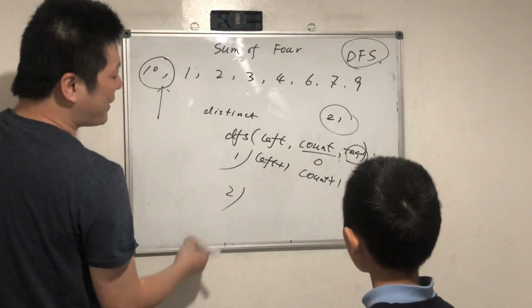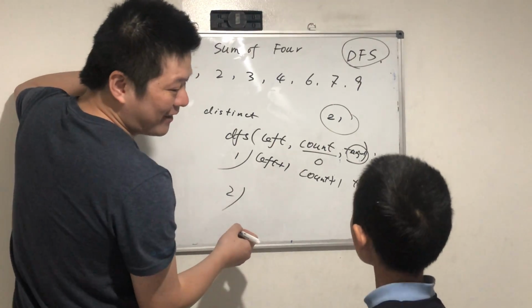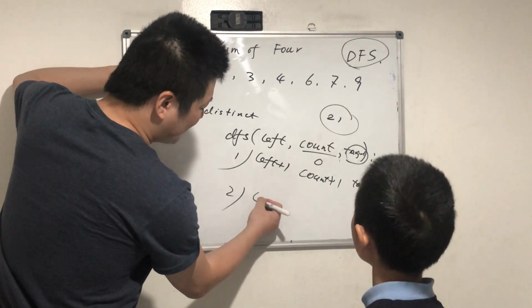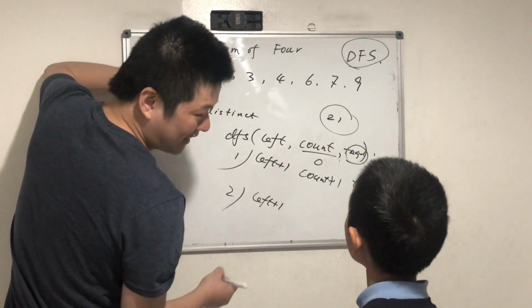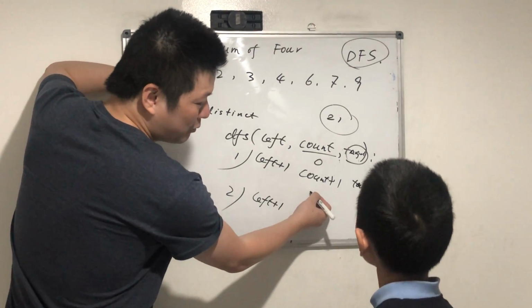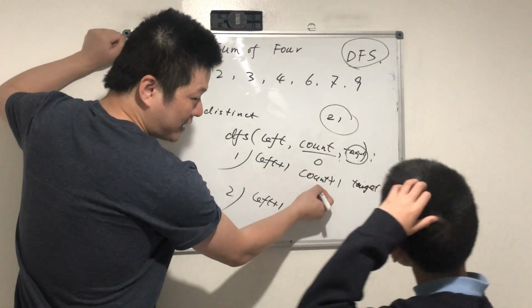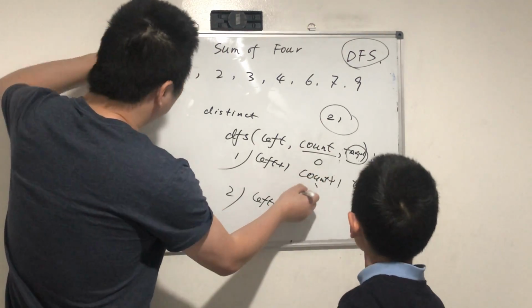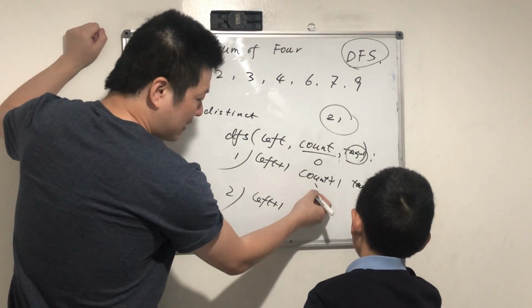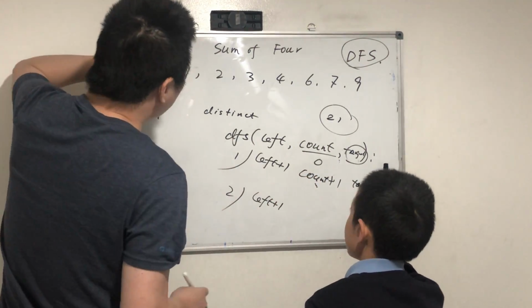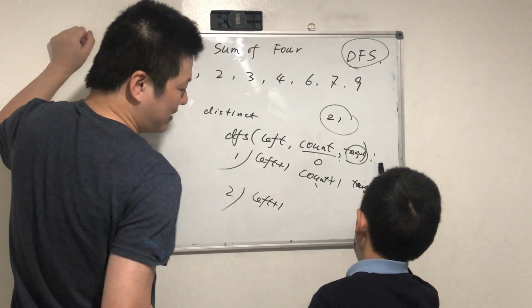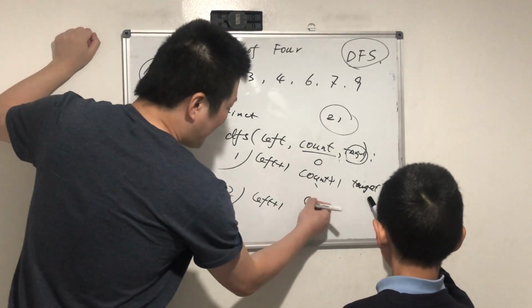And how about if we don't pick? If we don't pick this one, this is still left plus 1, right? Because we consider the next number. Count will be what? What happened to this count if we don't pick this number? Look at this. If we don't pick this number, what happened to the count? Just stay the same. Yeah, count.